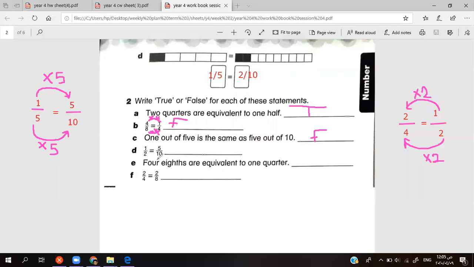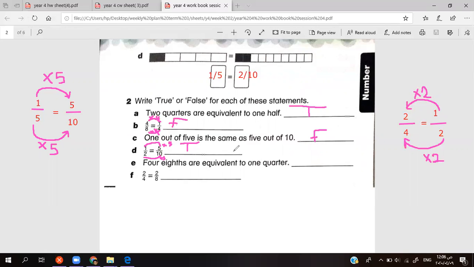Let's see number D. Is the half equal to 5/10? Let's see. What I do up, I do down. How did the 1 become a 5? Times 5. Then I did up times 5. I must also do down times 5. 2 times 5 gives me 10. Yes, so this is true.